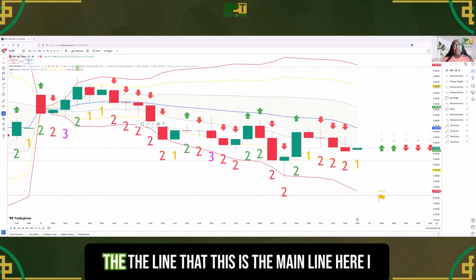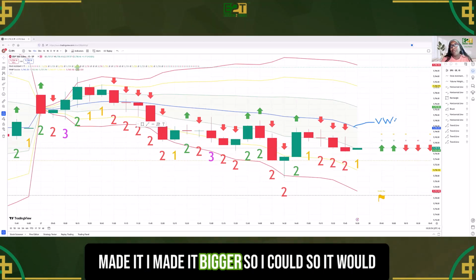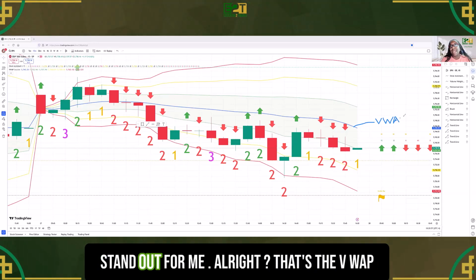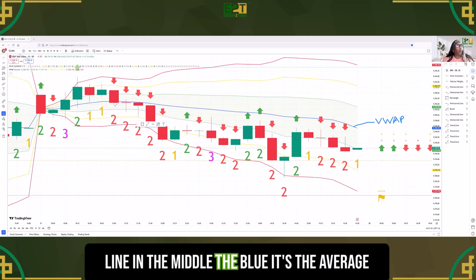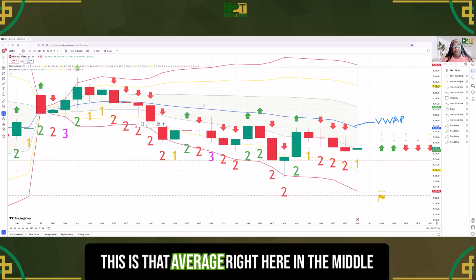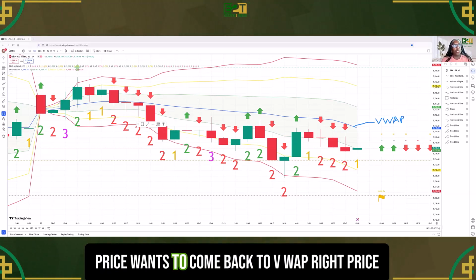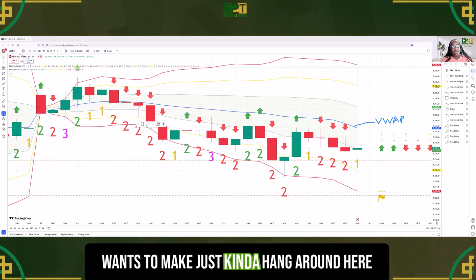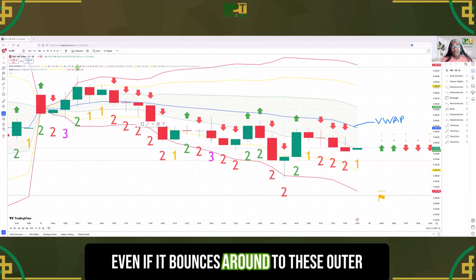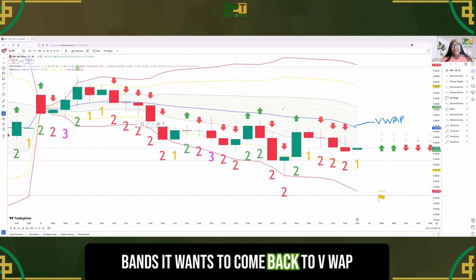So the VWAP line, this is the main line here. I made it bigger so it would stand out for me. That's the VWAP line in the middle, the blue. It's the average. This is that average right here in the middle. Price wants to come back to VWAP, right? Price wants to kind of hang around here. Even if it bounces around to these outer bands, it wants to come back to VWAP.